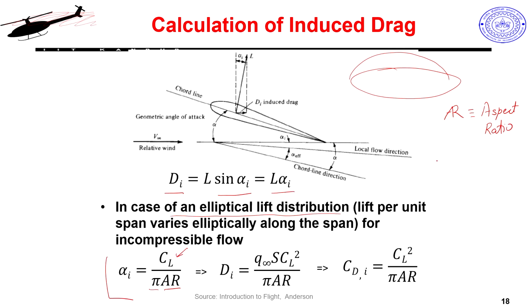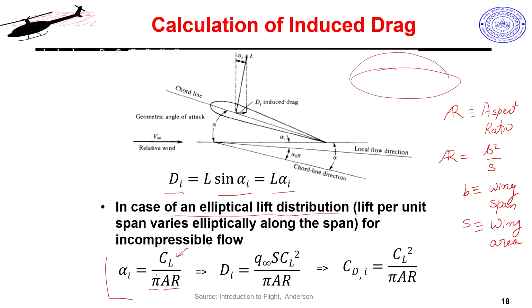And what is my aspect ratio? B square by S. That is the more general formula, and if my wing is rectangular then S is B into C, so it becomes B by C. Where B is my wingspan and S is my wing area. Irrespective of whatever my wing shape is, this formula is the right way to calculate your aspect ratio. So, that is my aspect ratio.